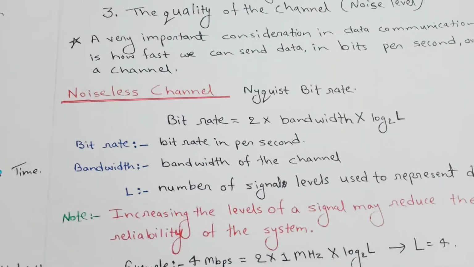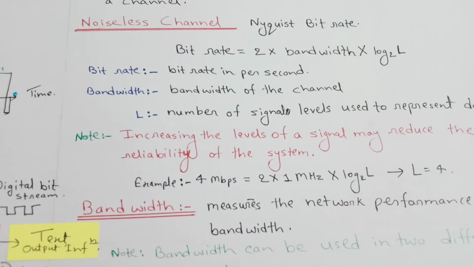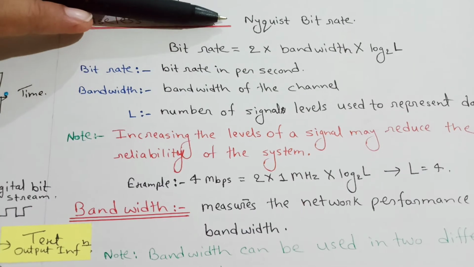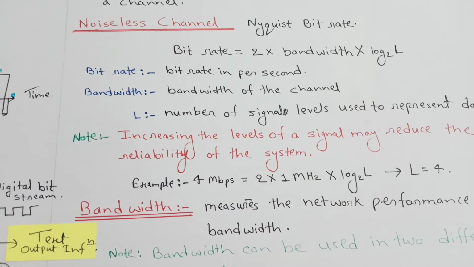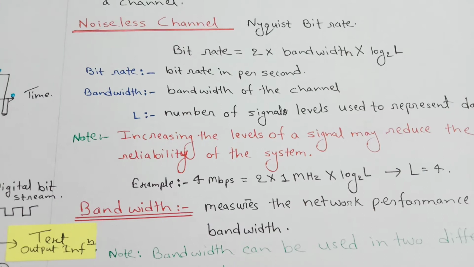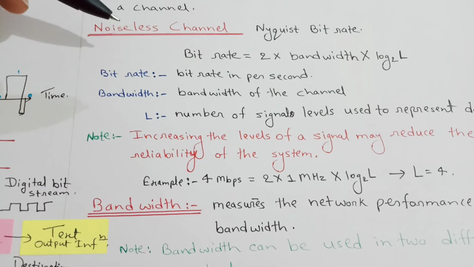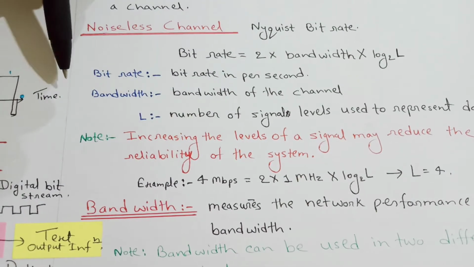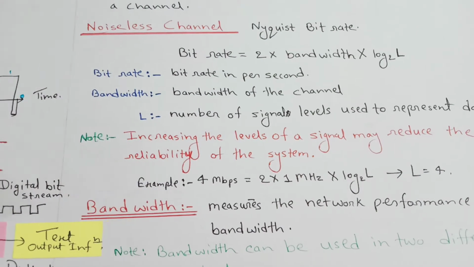Then noiseless channel. What is a noiseless channel? It is governed by the Nyquist bit rate, named after Nyquist. The formula of bit rate is 2 into bandwidth into log base 2 of L. Bit rate is in bits per second, bandwidth is the bandwidth of the channel, and L is the number of signal levels used to represent the data.